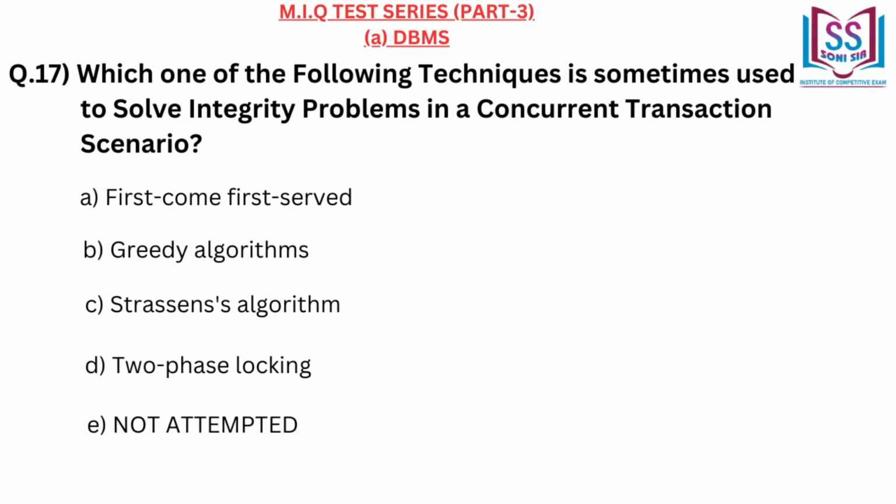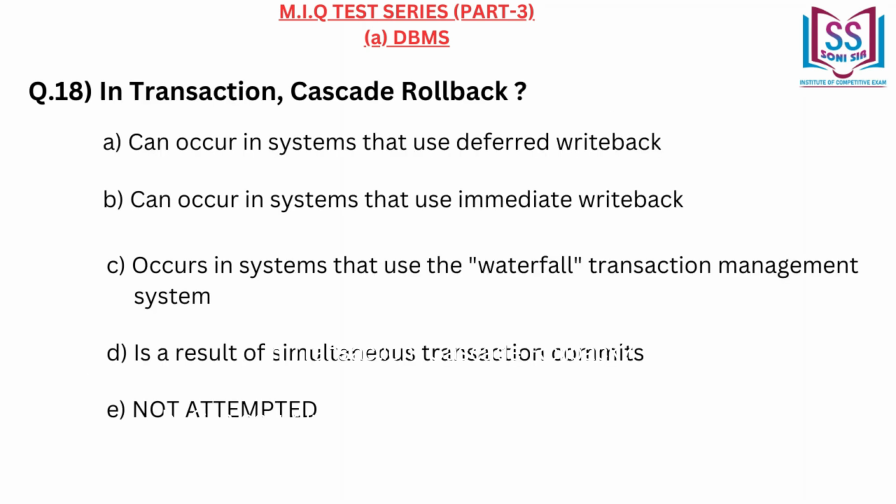Which one of the following techniques is sometimes used to solve integrity problems in a concurrent transaction scenario? A. First come first served. B. Greedy algorithms. C. Strassen's algorithm. D. Two-phase locking.